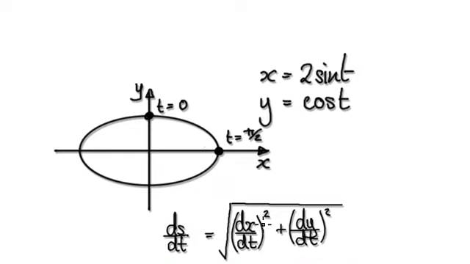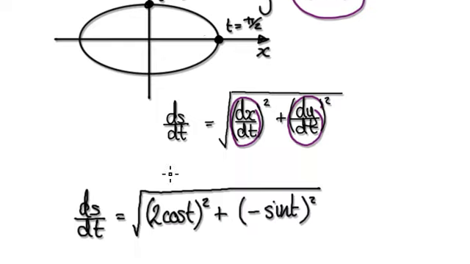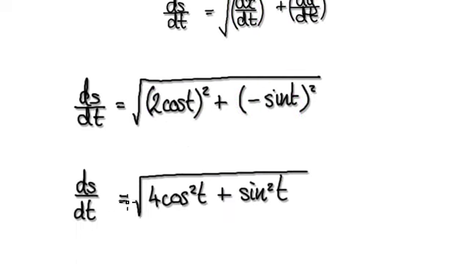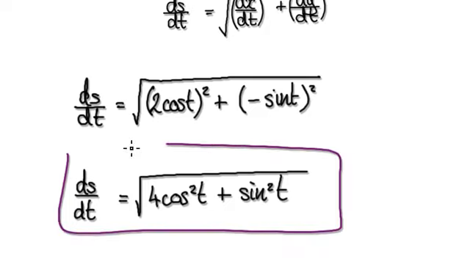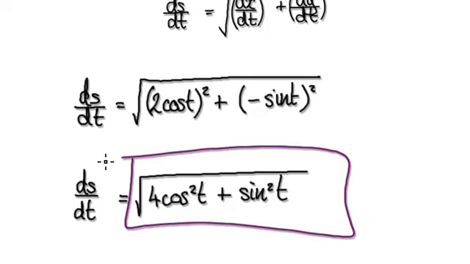If you want to know the speed, then looking at this, you need to differentiate this, and then differentiate this. That will give you this. And then square this. That will give you this. The ds by dt will be given by this. And so the speed will be given by this.